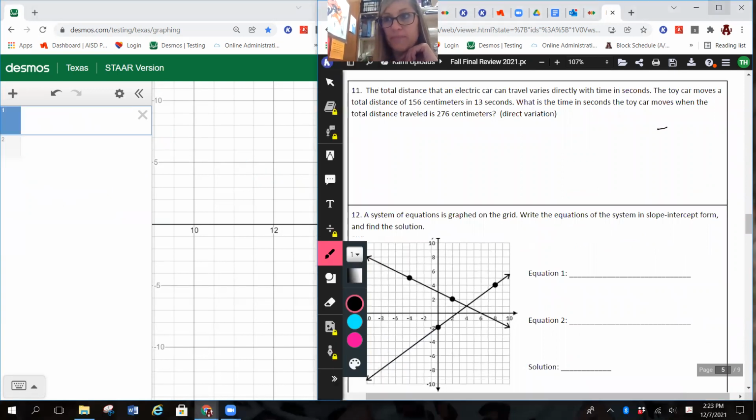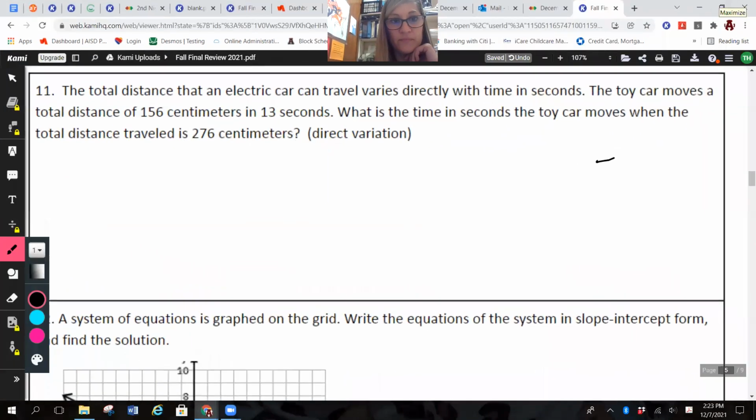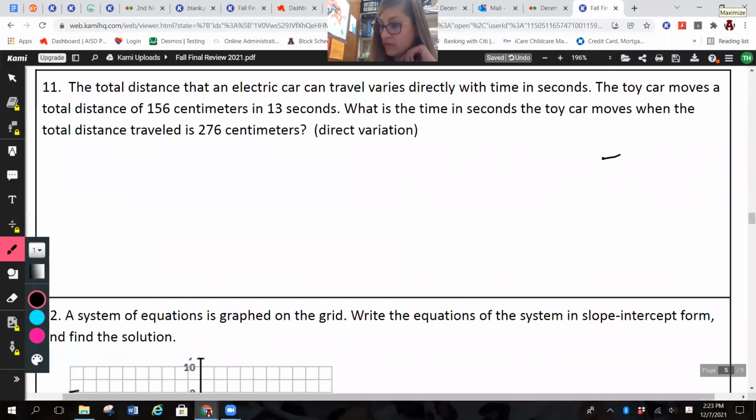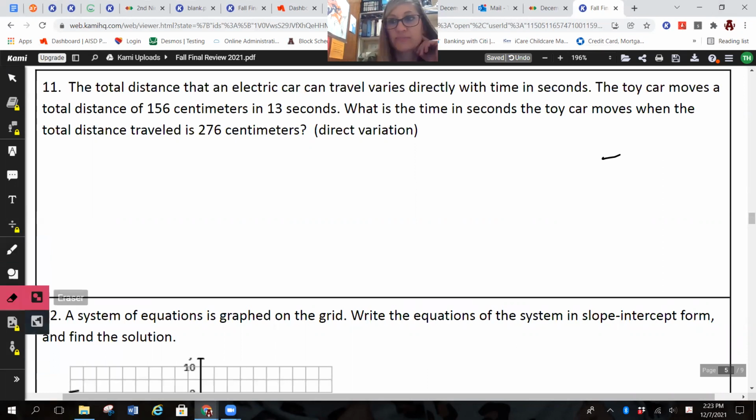Let's blow it up, back to big. The total distance an electric car can travel varies directly with the time in seconds. The toy car moves a total distance of 156 centimeters in 13 seconds. What is the time in seconds the toy car moves when the total distance traveled is 276 centimeters?